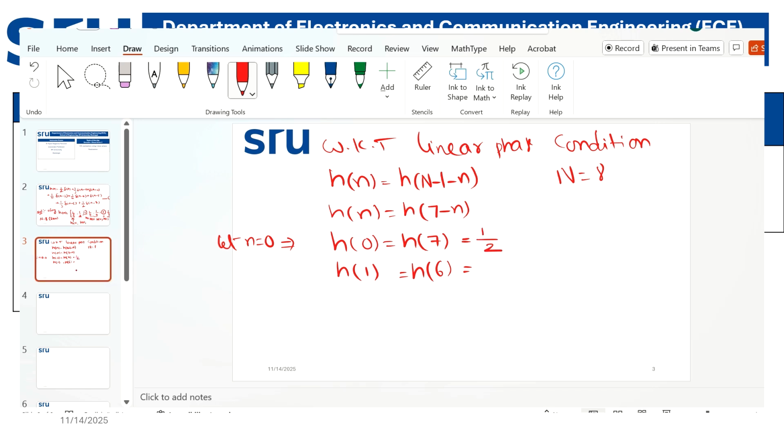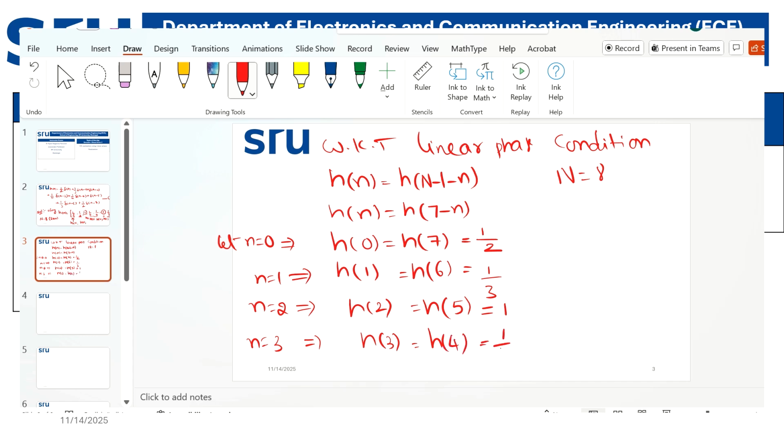Then n is equal to 1, h of 1 is equal to h of 6, the coefficient is 1 by 3. If n is equal to 2, then h of 2 is equal to h of 7 minus 2, that is h of 5, equal to 1. If n is equal to 3, then h of 3 is equal to h of 7 minus 3, that is h of 4. Therefore the coefficient is 1 by 4.